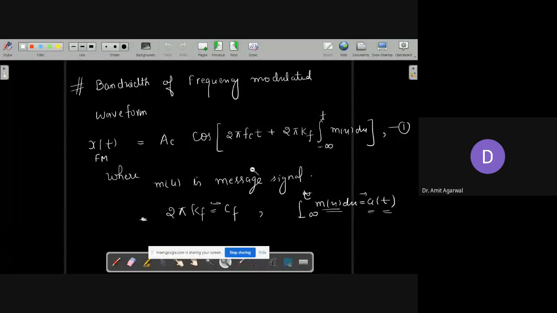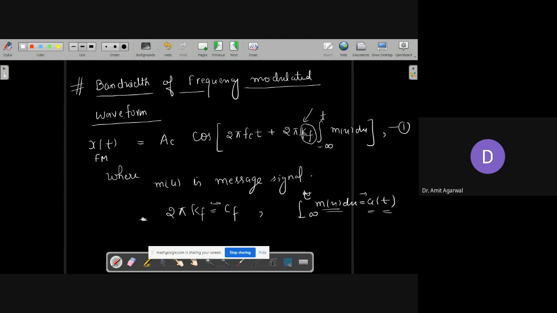We will summarize what we have done today. Today we have discussed the bandwidth of a frequency modulated waveform or frequency modulated signal. A typical structure of an FM signal is Ac cos(2 pi fc t plus 2 pi kf integral of m(u) du), where kf is the frequency sensitivity, and its units are hertz per volt.